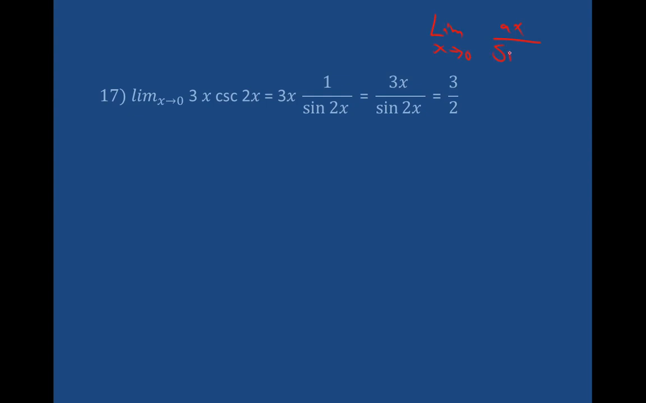Another problem. Limit when x tends to 0 of 3x cosec 2x. Here you should change cosec to its reciprocal. The reciprocal of cosec is sine. Then 3x multiplied by 1 over sine 2x, which is 3x over sine 2x. For the limit here, you can use the rule: limit when x tends to 0 of ax over sine bx equals a over b, which is 3 over 2.